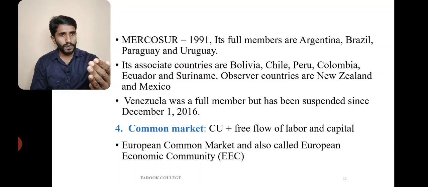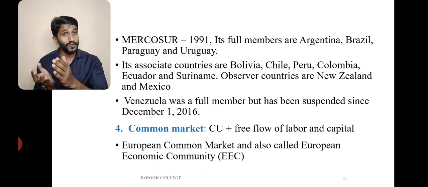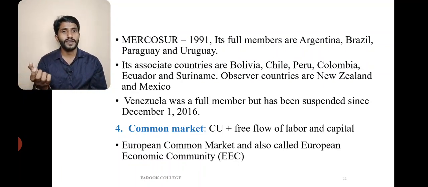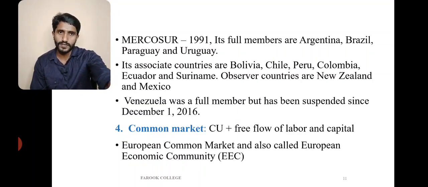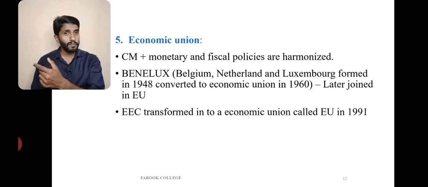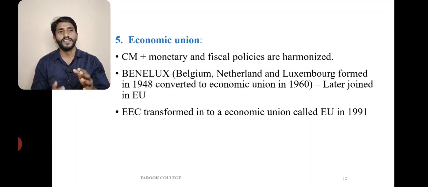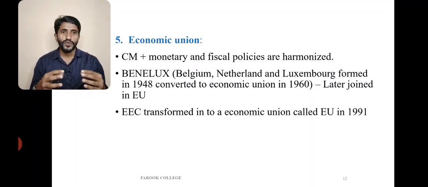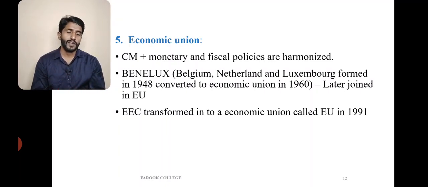Okay, so the European Common Market, also called the European Economic Community, which we discussed, also became the European Common Market later. So this is an example of a common market. Now the fifth one is economic union. Economic union means common market, which we discussed now, plus monetary and fiscal policies are harmonized. There will be unification of monetary and fiscal policy. Then we will say that it is an economic union. Okay, common market, what are the features?